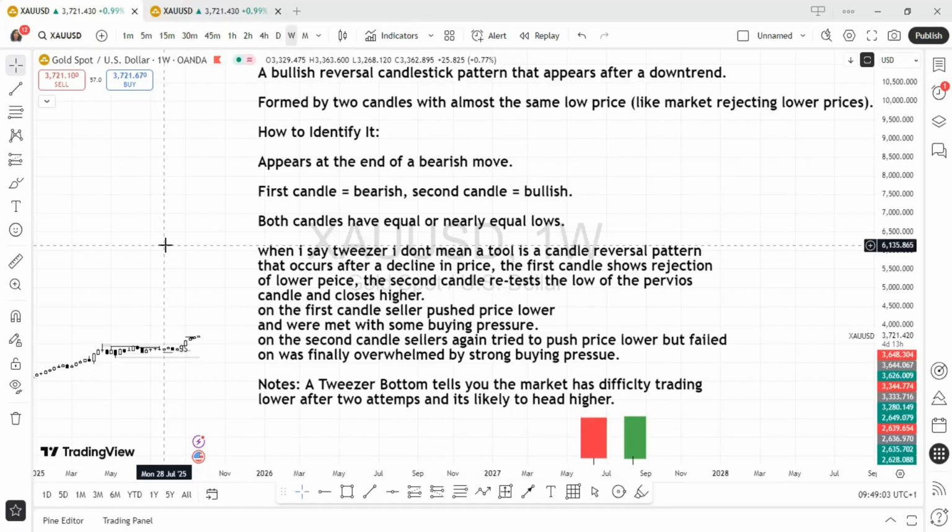When we talk about a tweezer bottom, I'm not talking about a two. It's a candle reversal pattern that occurs after a decline in price. The first candle shows rejection of lower price. The second candle retests the low of the previous candle and closes high. That is it. On the first candle, sellers push price lower, thinking that they are in control of the market.